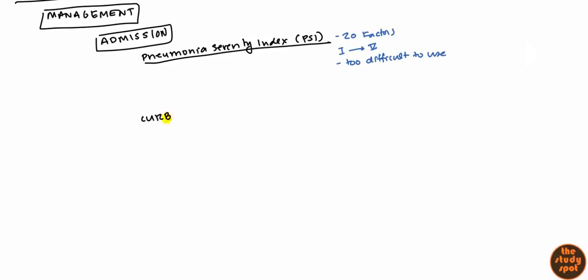The second one, which is used more commonly, is CURB-65. So with CURB-65, each letter stands for one of the criteria. So C is for confusion, which you assess with orientation times 3. So you want to ask them about the time, place, and person.